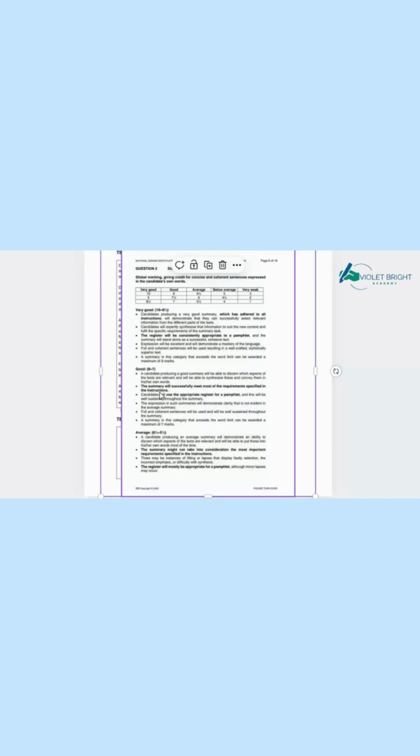And then the final bullet says, a summary in this category that exceeds the word limit can be awarded a maximum of 9 marks. See, and then if you go back to the first bullet, it said, which adhered to all instructions. So if you do not adhere to all instructions, you will be penalized for that.